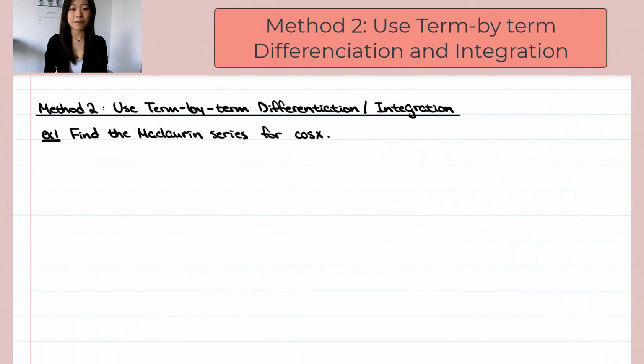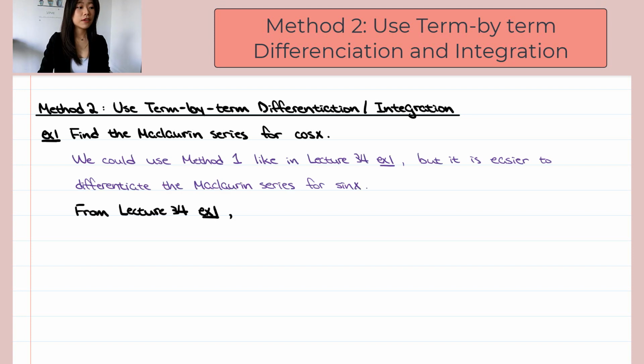Let's look at the first example. Let's find the Maclaurin series for cosine of x. Note that for cosine of x, we could also use the first method, direct computation, just like in example 1 from the previous lecture. But you can also note that cosine is the derivative of sine. So it will be easier if we could just differentiate term by term the Taylor expansion of sine of x.